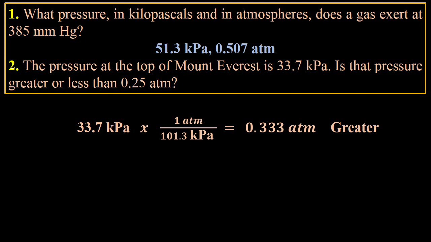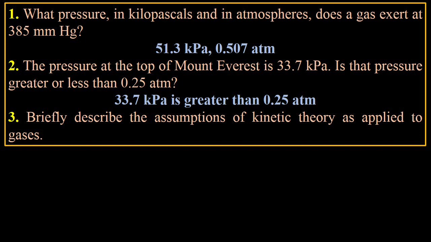You should know certain things. You should know 1 atmosphere equals 101.3 kilopascals equals 760 millimeters of mercury. So, next, briefly describe the assumptions of kinetic theory as it applies to gases.